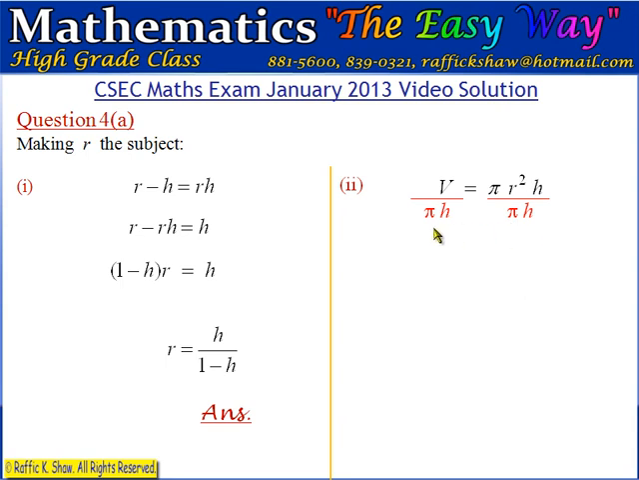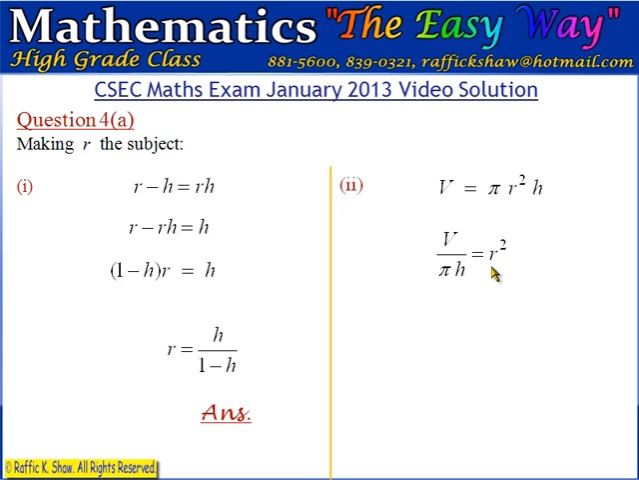We would divide both sides by pi H to get rid of this pi and this H, and the pi here and the H here will be cancelled by this pi H, and we'll be left with R squared divided by 1 on this side and V divided by pi H on the left hand side. And so that reduces to R squared equals V divided by pi H. And now to make R the subject, you need to square root both sides.